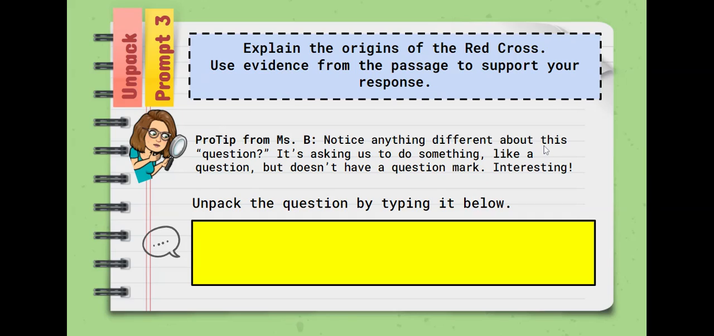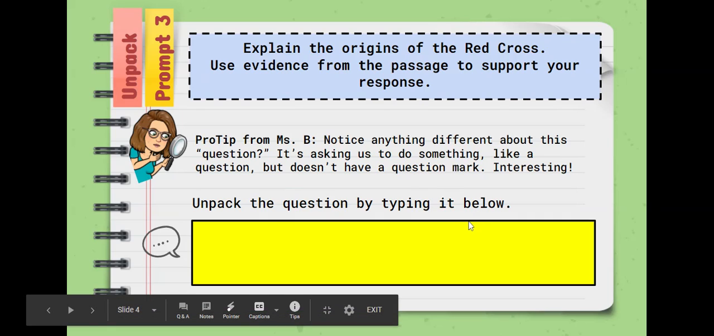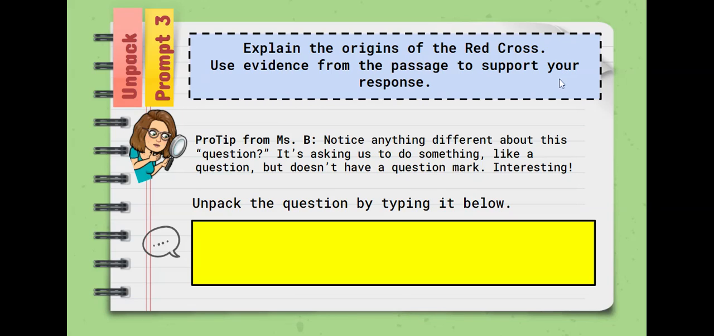So notice anything different about this question? It asks us to do something like a question, but it doesn't have a question mark. Interesting. AKA, we're going to learn more about that on Thursday during Grammar Day. Anyways, where's the question? Let's unpack the question. The question, you're going to want to write this down, is explain the origins of the Red Cross. It's asking us to do something without a question mark.